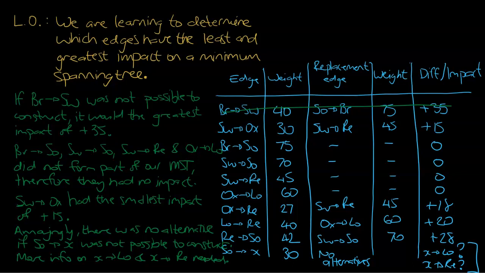It was 15 minutes for the excellence part. It was a bit of a mess. And it wasn't just the least and the greatest in the end. We had to talk about the greatest impact. We had to talk about the edges that were never part of our spanning tree in the first place, so they had no impact. We then talked about the smallest impact. And then finally, we talked about something we're not sure about. So that wraps up this type of question. All of those may come up in your real internal, but some of them may not.